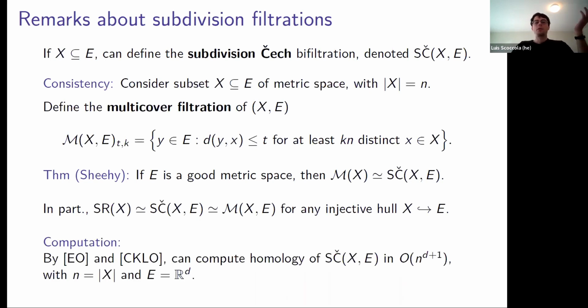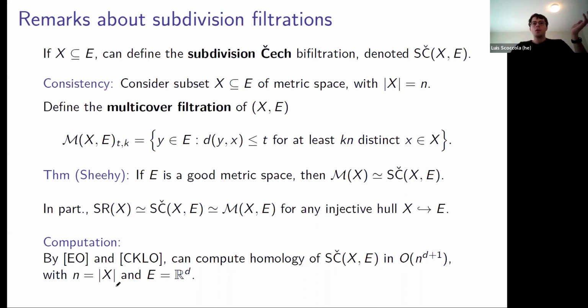And then about the computation, how can you do stuff in practice? There's work by Edelsbrunner and Osang, and Corbet, Kerber, Lesnick, and Osang, in which, when you combine the two works, you can compute the homology, or rather approximate the homology arbitrarily well, of this two-parameter filtration in polynomial time. The exponent depends on the dimension of the point cloud, or where it is embedded, and the base is just the number of points.